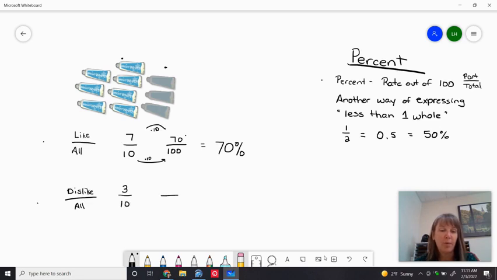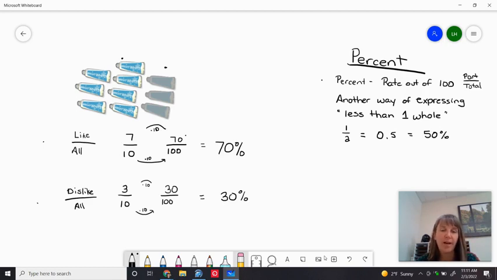What percent of people polled did not like this toothpaste? To get that, I need to scale up to 100. This has to be a rate out of 100. Multiply this, and I find out that 30 out of 100, or 30% of people, did not like this bright white toothpaste.